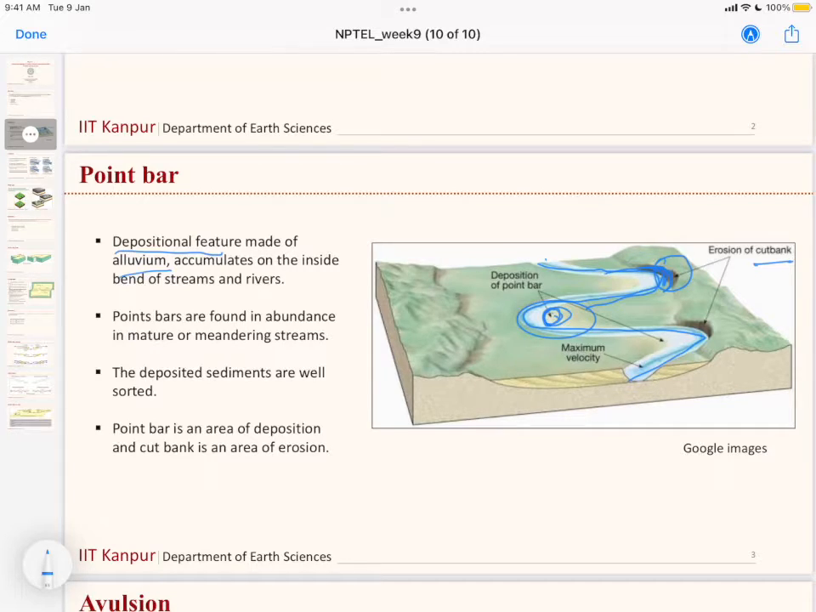It mainly carries alluvium and sand deposits that accumulate on the inside bend of streams and rivers. As we have seen, they are formed in the case of meandering rivers, because for a straight river path there would be no point where a point bar can form. The main requirement for point bars to form is that the stream should be meandering. One key feature of the point bar is that the depositional sediments are well sorted.